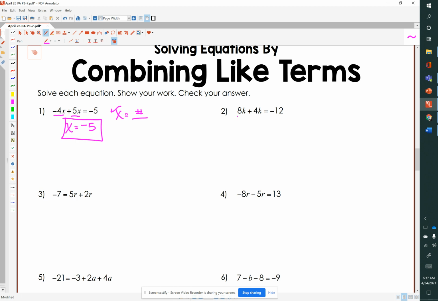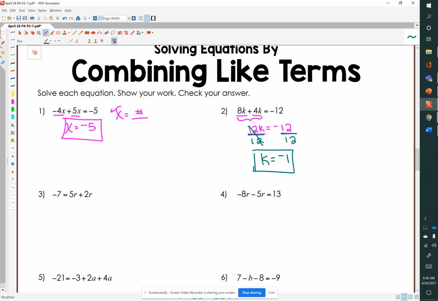Number 2, 8k plus 4k equals negative 12. Well, 8k plus 4k is 12k equals negative 12. So we're going to need to divide both sides by 12. That isolates the k, which now equals negative 12 divided by 12, which is negative 1.